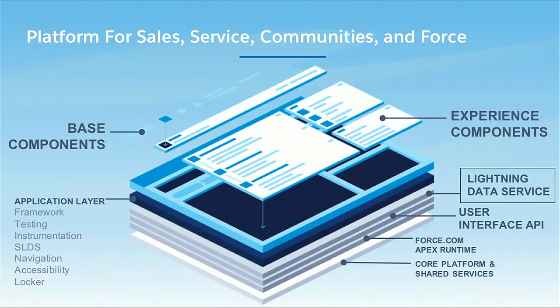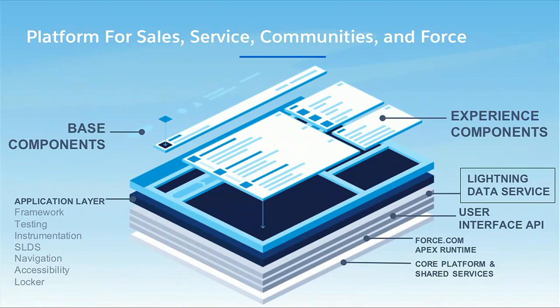So this is the application architecture for Lightning. At the very top of the stack are the experience components, things like highlights panel, detail panel, related lists. These are the more complex components, and also any custom components that you might build. And these components are built out of more granular components called base components, things like buttons, fields, navigation elements, text box, things like that. Underneath that is the application layer, which is the Lightning framework. It has things like the styling, the design, the navigation, accessibility, etc. Those are things that you get for free for building on Lightning.